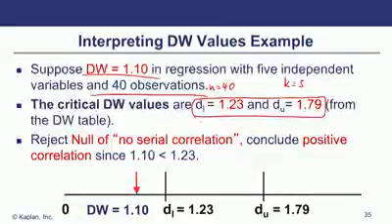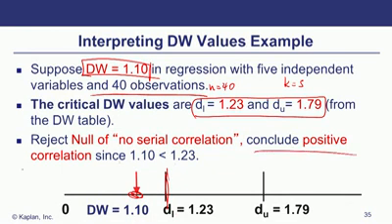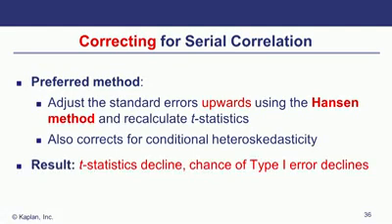Now, because our computed value is 1.1, that is actually below the Durbin lower, which was the key thing I asked you to learn. When you're below the Durbin lower, that is indicative of positive serial correlation, so we're going to want to reject our null hypothesis of no serial correlation. Now, what is the preferred solution to this?